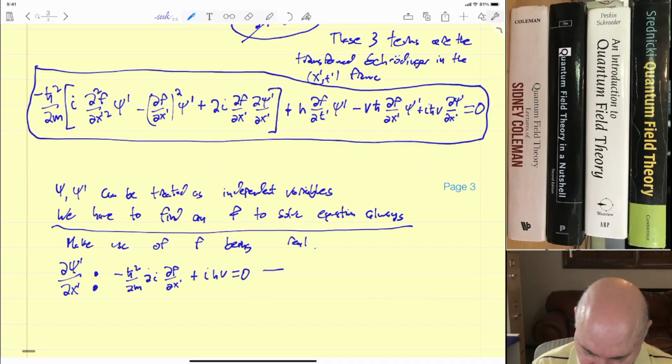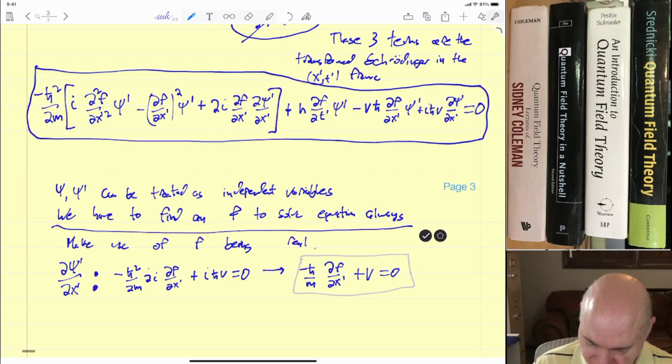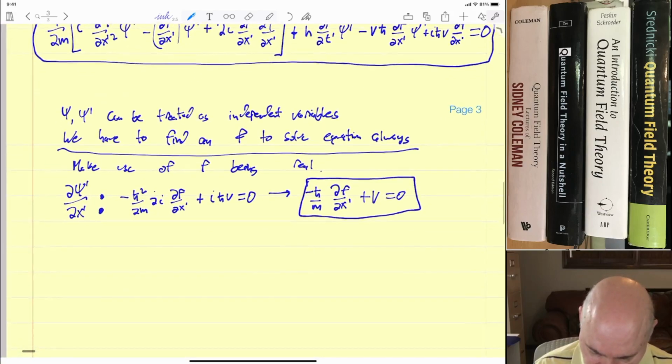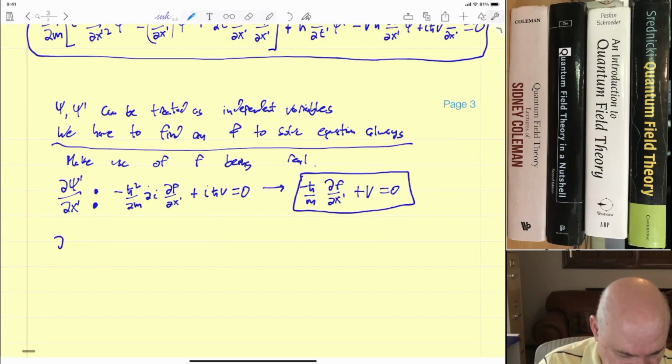So this equation, after you simplify it algebraically, we can cancel an h bar, and we get minus h bar over m, and we can cancel an i. And the 2 cancels as well. So I have minus h bar over m, the partial of f with respect to x prime, plus v equals 0. So that's one of our equations. This looks pretty easy to solve, actually, and it is. Now let's take the coefficient of psi.